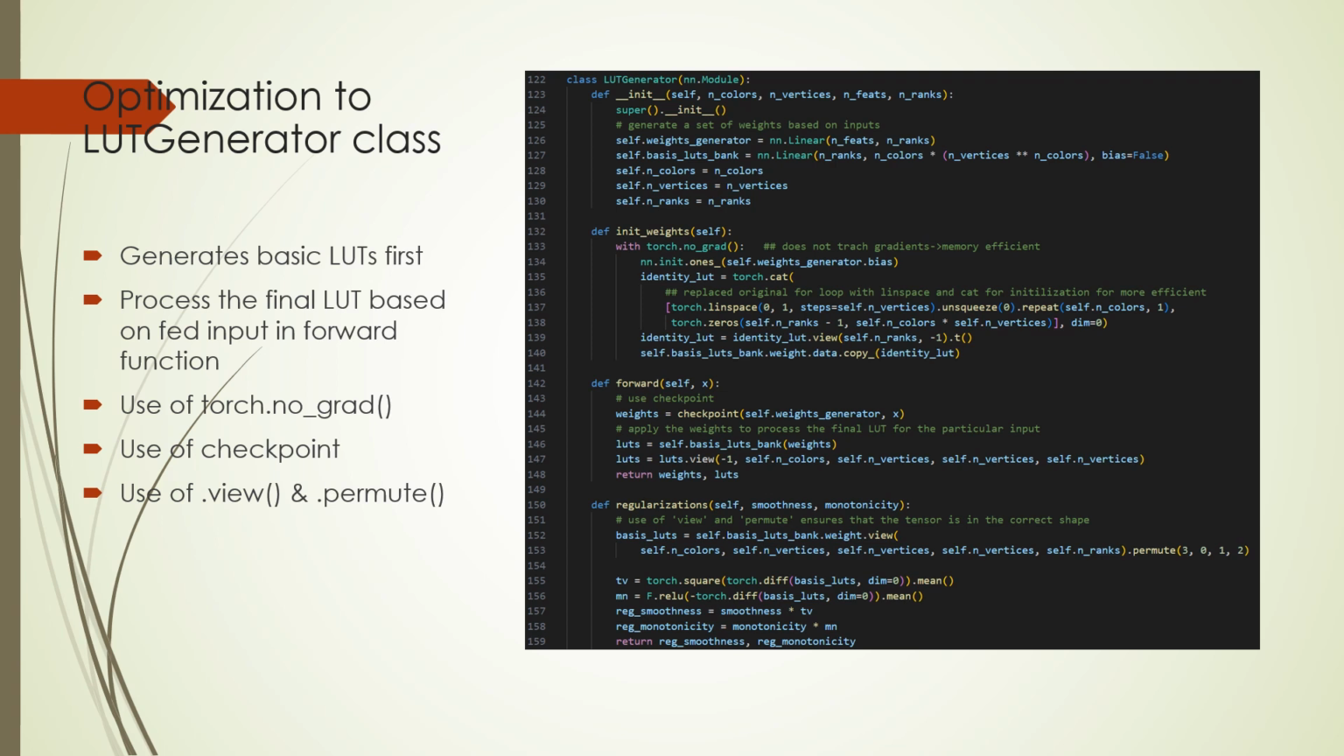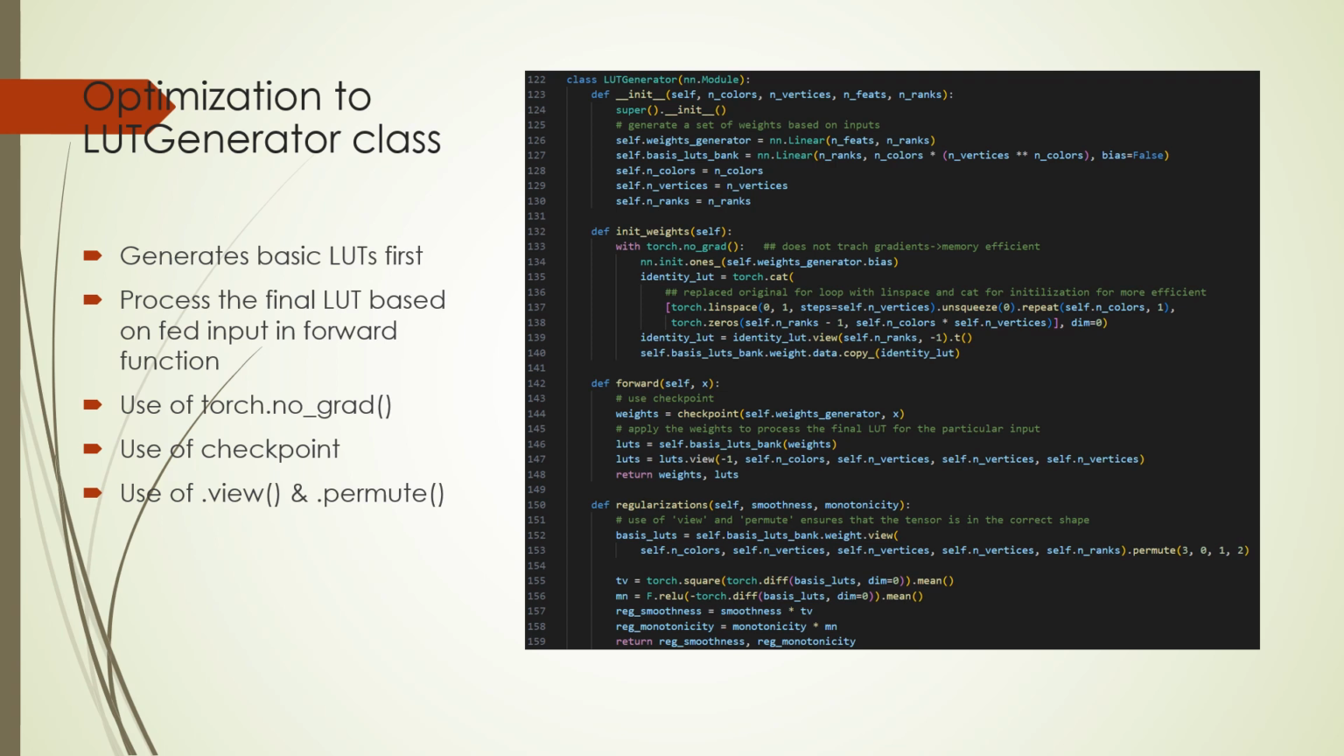So here's the example code of my optimization to the LUT generator class. As we can see in the code, it generates a basic LUT first here on line 126, and then it's going to process the final LUT based on the fed input in the forward function, which is done on line 144. And I use the function checkpoint here because it reduces memory usage during training by not storing intermediate activations for every layer. And this step can be crucial when working with deep networks or when limited by GPU memory.